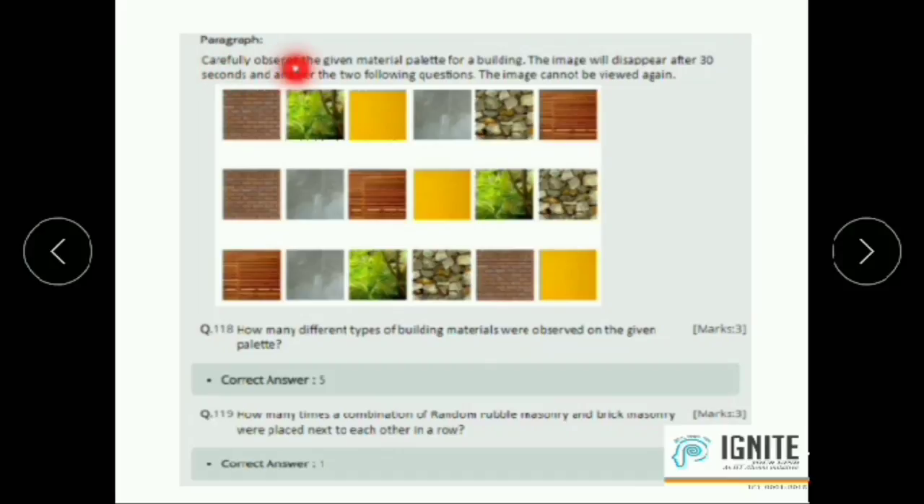Next question. Carefully observe the given material palette for a building. The image will disappear after 30 seconds and answer the 2 following questions. The image cannot be viewed again. How many different types of building materials were observed on the given palette? 1, 2, 3, 4, 5. It's a memory based question. Next, how many times a combination of random rubble masonry and brick masonry were placed next to each other in a row? Random rubble and brick. One time.